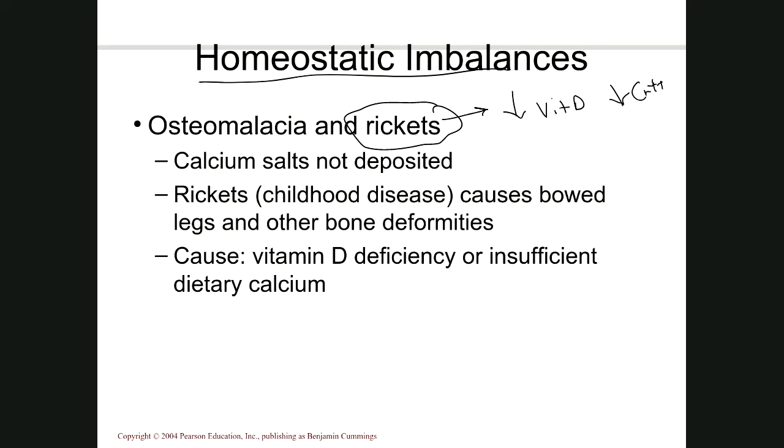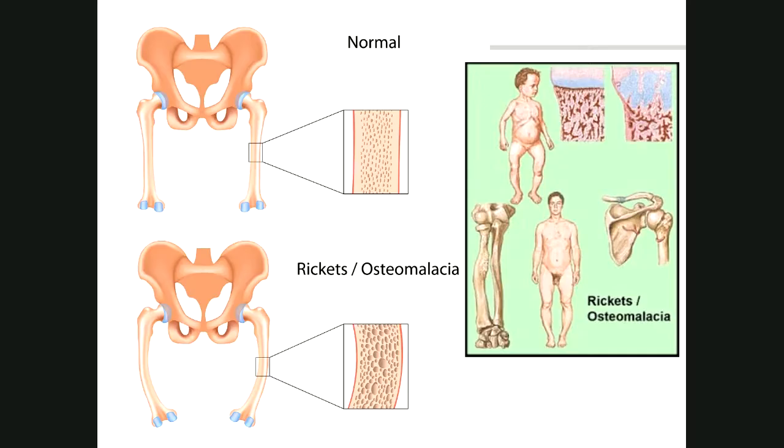Well, you can also have something similar in adults, but we don't call it rickets in adults. It's called osteomalacia, but it's the same thing. It's a lack of vitamin D and calcium. And so you get different symptoms, though, because the bones have already grown. So rickets is only in children. Osteomalacia is in adults.